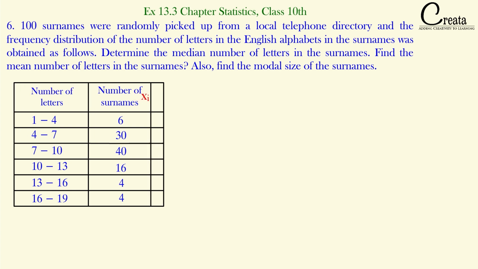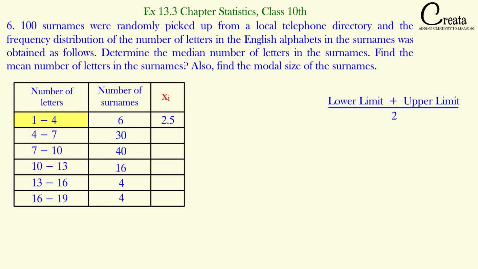We add one more column, which is xi, the class mark. And how do we find the class mark? Class marks are the midpoint of the range. For example, for the range 1 to 4, the midpoint will be 2.5. You are also free to use the formula, that is, lower limit plus upper limit upon 2, which is 1 plus 4 upon 2, it is 2.5.